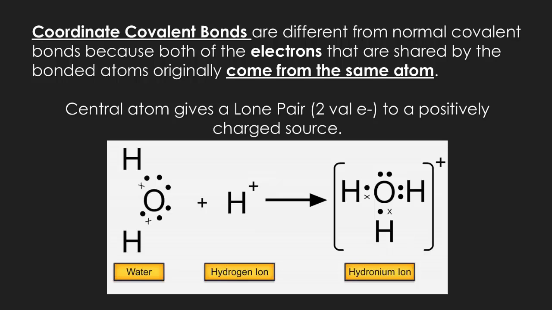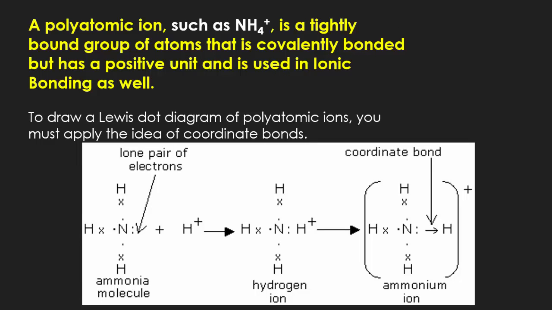You're also noticing that the hydronium ion is in brackets with a charge because that means it's a polyatomic ion, which we use in ionic bonding. A polyatomic ion, such as NH4+, is a tightly bound group of atoms that is covalently bonded but has a positive charge and is used in ionic bonding as well. To draw a Lewis dot diagram of a polyatomic ion, you must apply the idea of coordinate covalent bonds. When we look at the ammonia molecule, which is NH3, you're noticing that you have one lone pair, and you're going to be giving up that pair to bind to one positive hydrogen ion. Thus, you get ammonium, which is NH4. That's how you go from NH3, which is neutral, to a positively charged NH4.